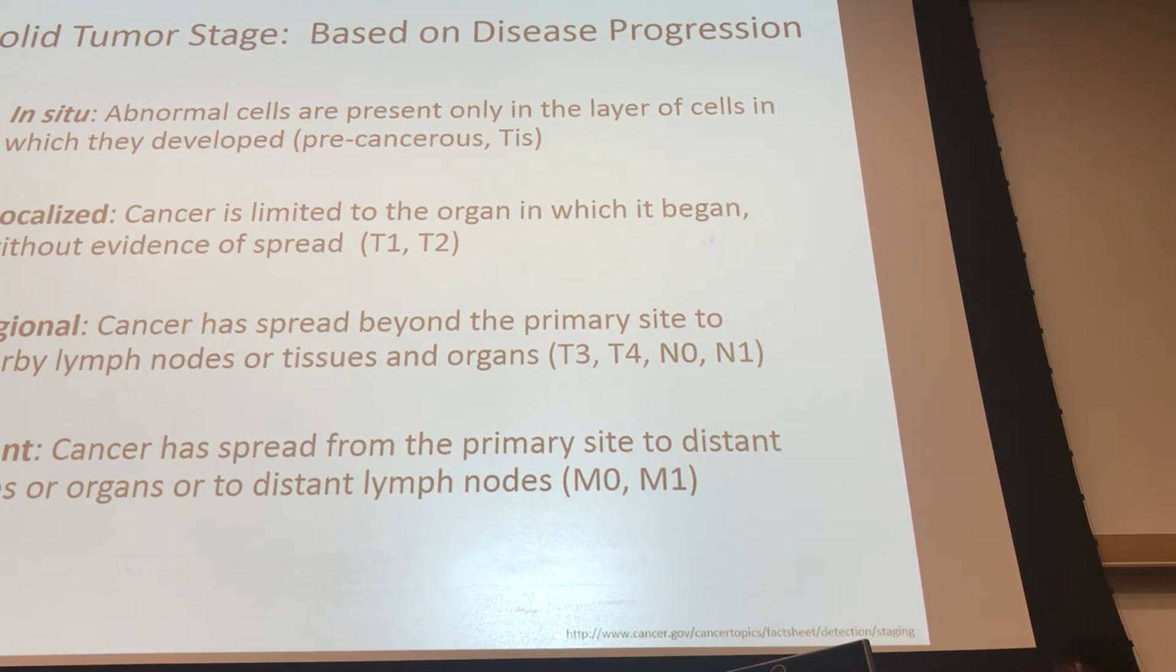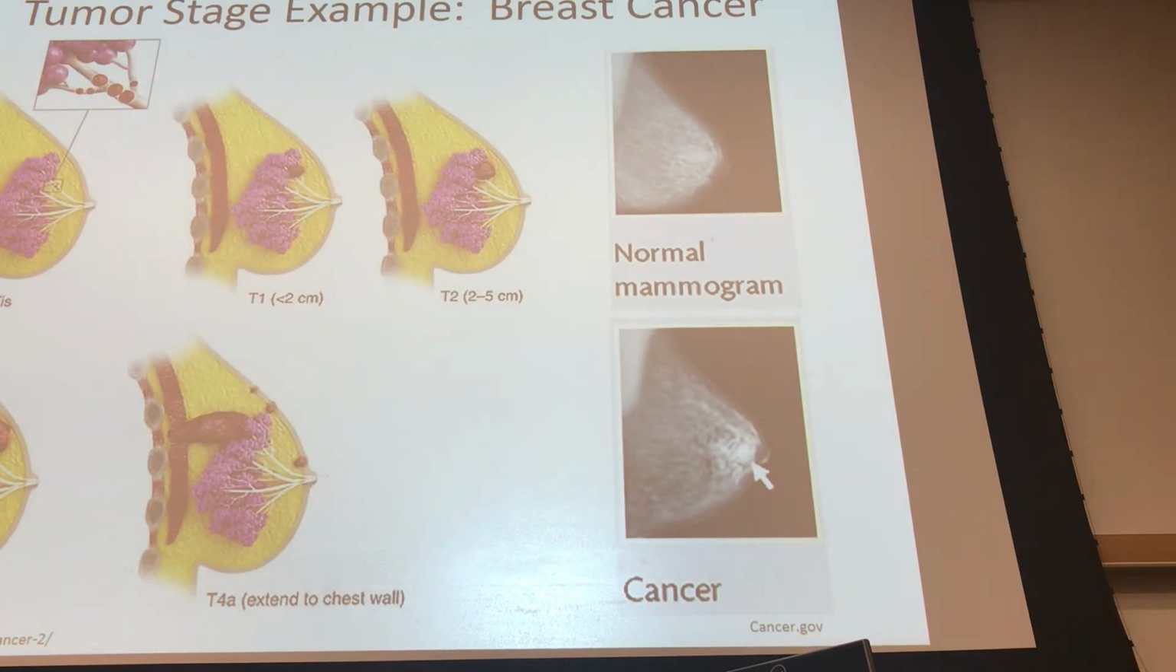So just using breast cancer as an example, here is what a doctor would look for. This is a normal mammogram. Here would be a mammogram if a person had cancer, so you can see the cancer right there. And the way they would stage it is based on size and spread of the tumor. So here, this would be in situ. The tumor cells are starting to proliferate, but they haven't reached the basement membrane.